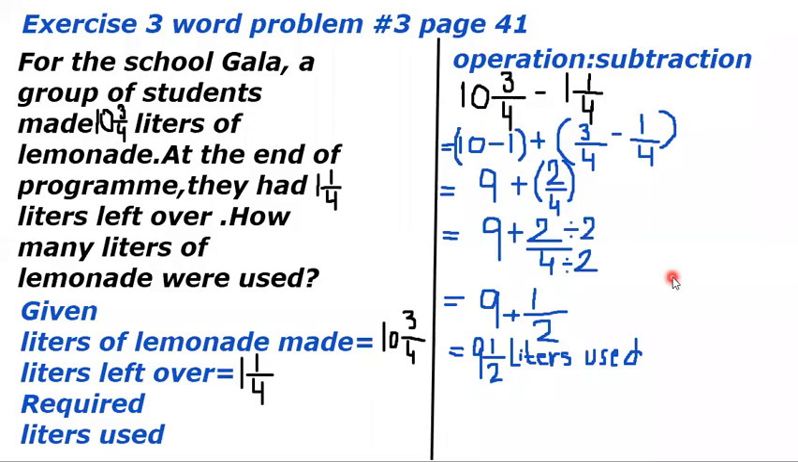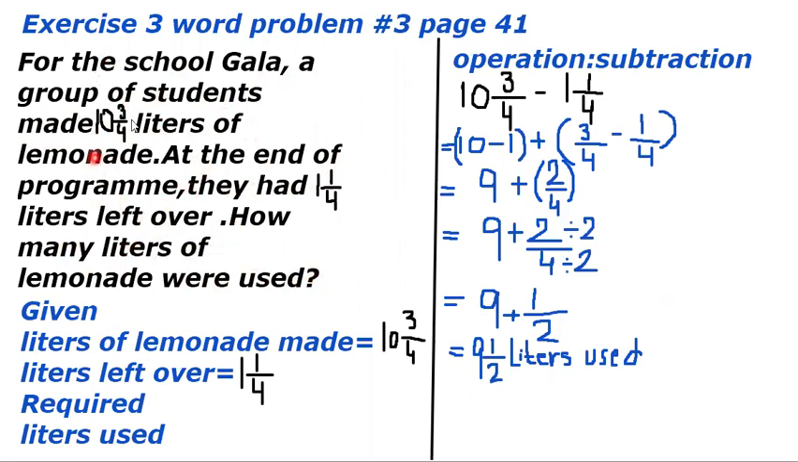Students, now we will do exercise 3, word problem number 3, page number 41. For the school gala, a group of students made 10 whole 3 upon 4 liters of lemonade. At the end of the program, they had 1 whole 1 upon 4 liters left over. How many liters of lemonade were used?